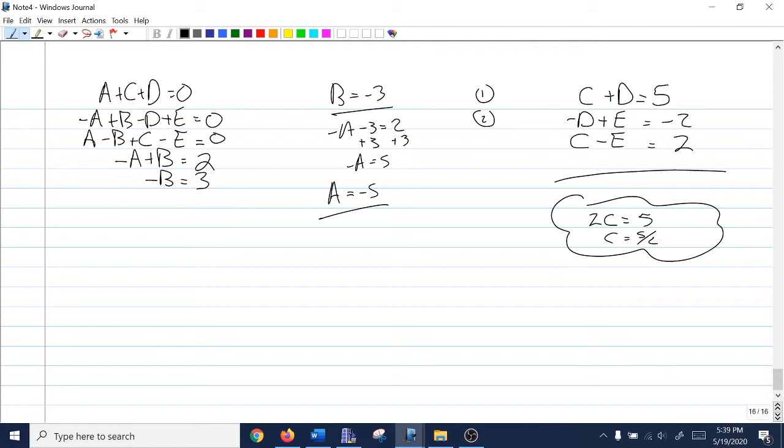Crud. Which of these went wrong? A is negative 5. C plus D is 5. Negative A plus B is 2. Negative D plus E is negative 2. Equation 3 became C minus E is A minus B, which is negative 2. So that should be positive 2. Add those 3 equations together.